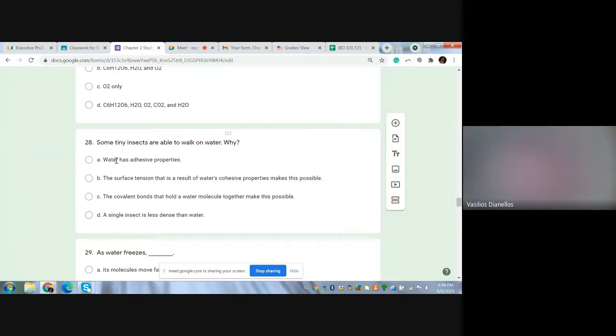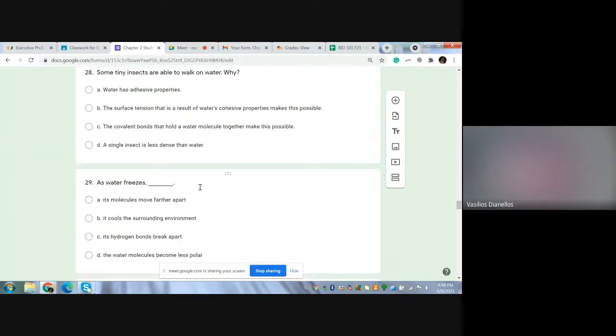28, I probably won't ask you, so I'm not going to explain it. I'll just give it to you. Some tiny insects are able to walk on water. Why? We talked about it in lecture. It is because there's surface tension. That is the result of water's cohesive properties, right? So water sticks together. Therefore, it's got a relatively strong surface tension, meaning it's hard to break the surface. Therefore, all these light, tiny insects can stand on the water and not break that surface tension.